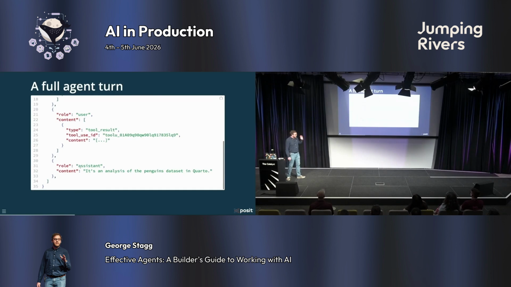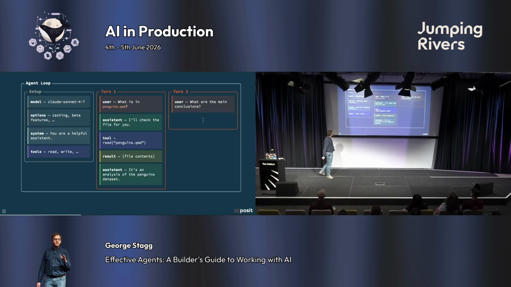Now, I'm not going to make the rest of the talk full of JSON blocks because I can't make you look at that any longer. I'm going to use a schematic view. And what I want you to get an idea for is what we call the agentic loop.